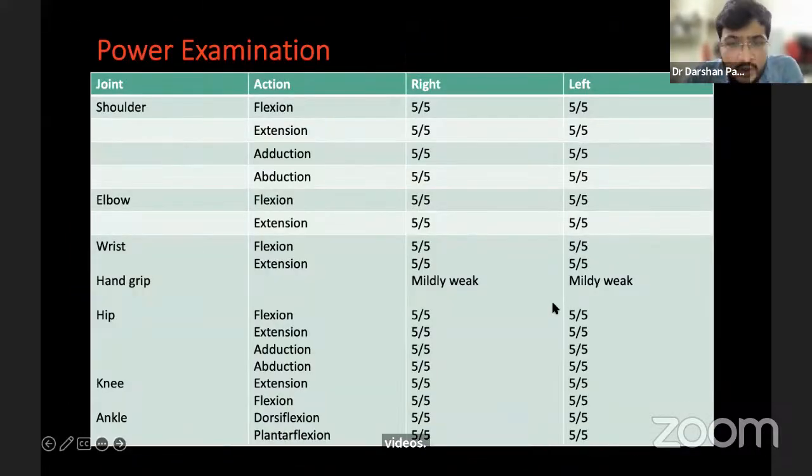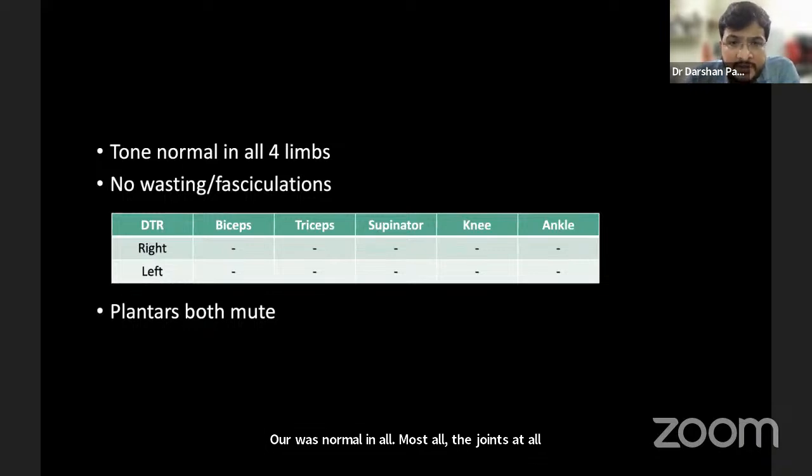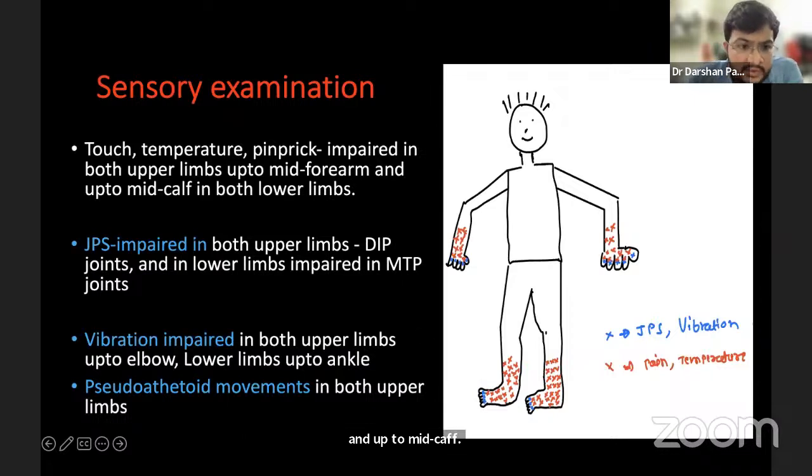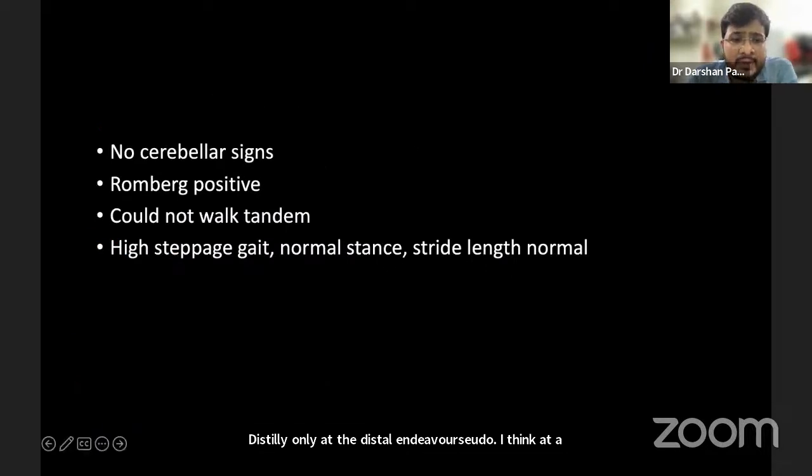Power was normal in almost all the joints at all movements, except hand grip was mildly weak. There was no wasting or fasciculation. All DTRs were attenuated. Plantars were both mute. On sensory examination, he had temperature and pain sensation reduced till mid forearm in both upper limbs and up to mid calf in both lower limbs. Joint position and vibration were impaired distally, only at the distal interphalangeal joints. There were pseudoathetoid movements, as you have seen. There were no cerebellar signs. Romberg's was positive. He could not walk tandem, and he had a high steppage gait.